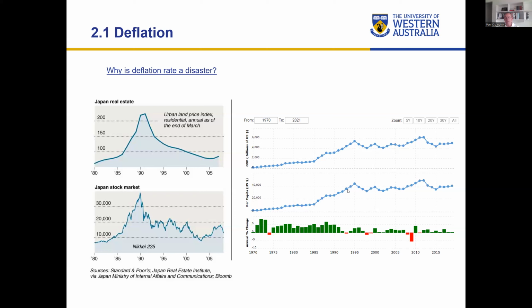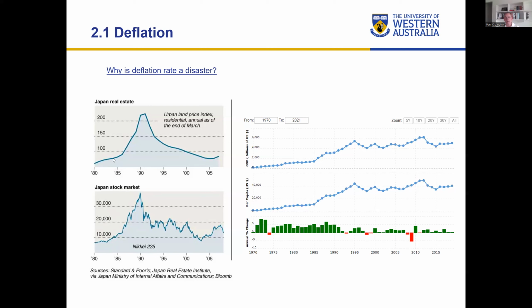I guess the final question in this slide is what caused this very low inflation? That is, what caused this very low growth in GDP? And the answer is over here on the left-hand side of this slide. We've got a price index of real estate in Japan. So this index here is an index of average house prices in Japan. And we've got the Nikkei 225, which is an index of stock prices here down the bottom.